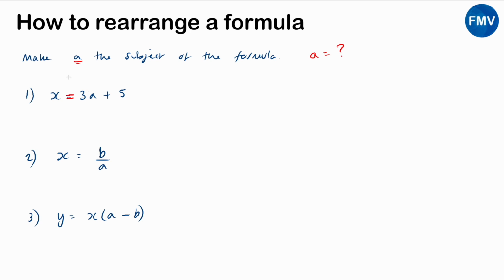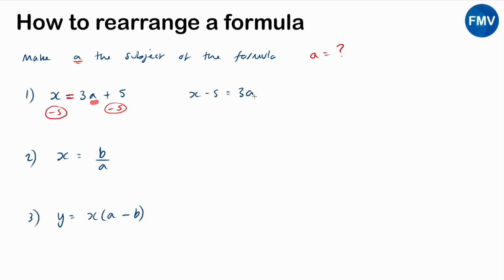I want a on its own, so I need to get rid of the 3 and get rid of the plus 5. I would suggest you get rid of the plus 5 first. If you choose to divide by 3, you would have to divide the 5 by 3, which makes things a bit awkward. So I would suggest you shake off this 5 first by subtracting it from both sides. If we subtract 5 from both sides, we end up with x minus 5 is equal to 3a.